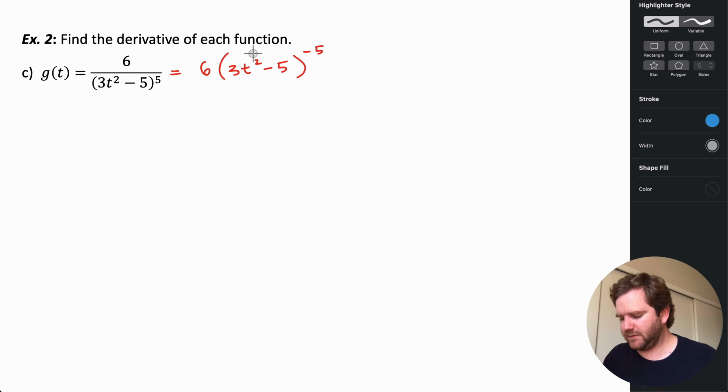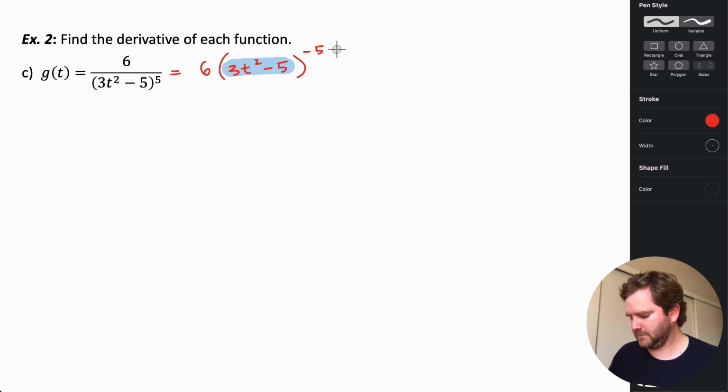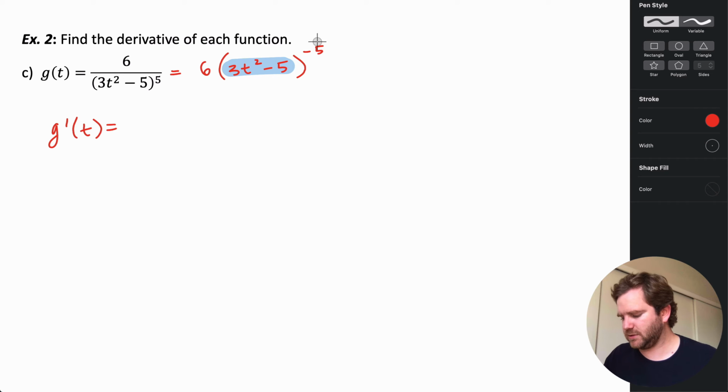So here's my inside function. I'm going to leave this part alone, and I'm going to take the derivative of the outside part. So g prime of t equals negative 5 times 6, so that's negative 30. Leaving the inside alone, 3t squared minus 5. We subtract 1 from the exponent, so it's going to be to the negative 6th power, times the derivative of the inside. The derivative of 3t squared is 6t. Derivative of negative 5 is 0.